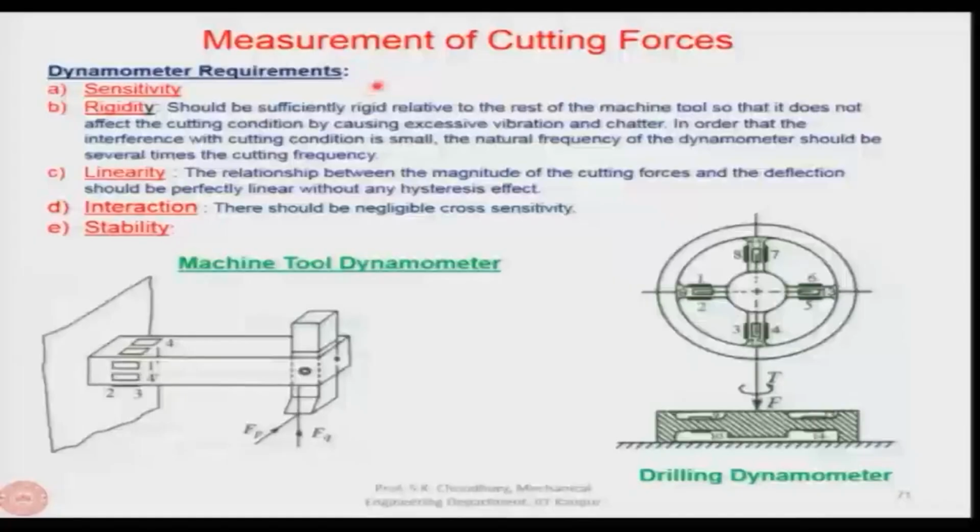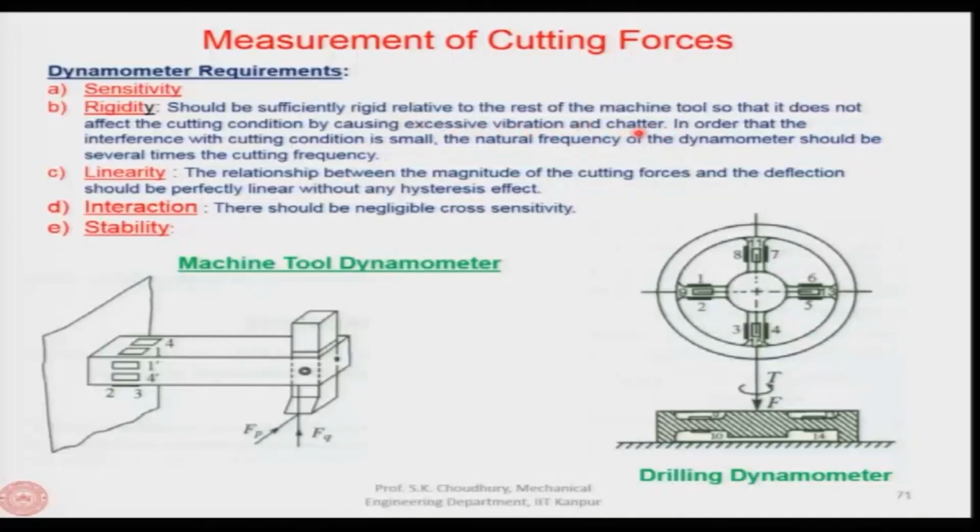So, the dynamometer requirements are these 5 requirements. One is the sensitivity, the dynamometer has to be very sensitive, meaning that even a small force should be sensed by the sensors which are there in the dynamometer. Second is the rigidity, it should be sufficiently rigid relative to the rest of the machine tool, so that it does not affect the cutting condition by causing excessive vibration and chatter.